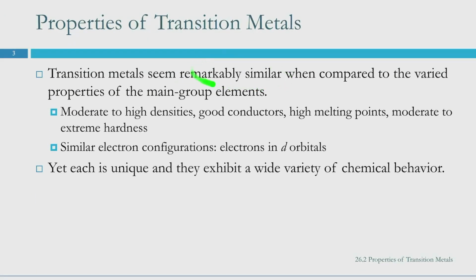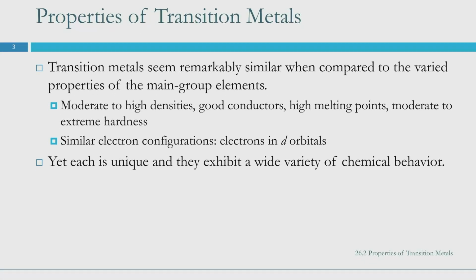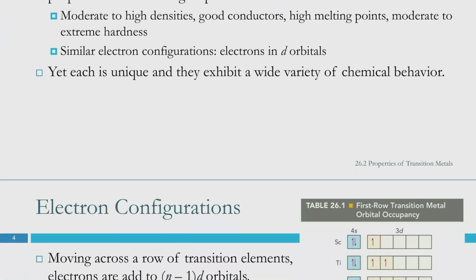Transition metals seem remarkably similar to each other when you compare them to our main group elements. So a lot of them are moderate to high density, they're all metals. They're good conductors, because they're all metals. They have high melting points, because they're all metals. And they have moderate to extreme hardness, again, because they're metals. Right? It's just a bunch of metals, and they're not that crazy different. And they have similar electron configurations, aside from the d orbitals. But they're all separate elements, and they have different behaviors.